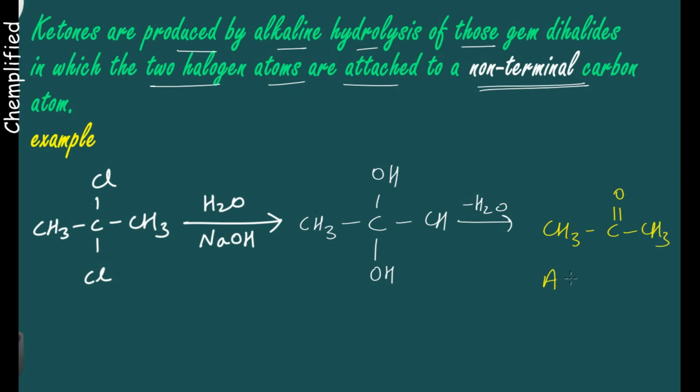This is your acetone, right? This is your acetone. So this was the formation of ketones using gem dihalides, right? So just remember these two things. In case of gem dihalides, if the halogen atoms are attached at the terminal carbon, you will get aldehyde, and if the halogens are attached at a non-terminal carbon, you will get ketone.